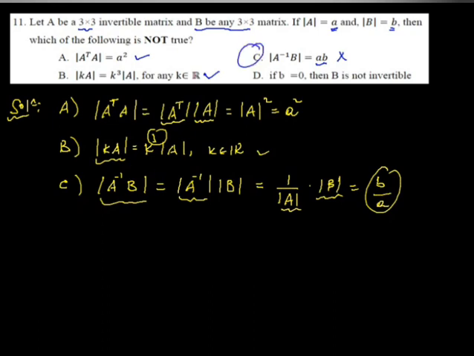Again, let's check the statement in D. In D, if the small letter b is 0, that means the determinant of the matrix B is 0, then B is not invertible. This is a correct statement. B will have an inverse if the determinant is different from 0. Here, if the determinant of the matrix B is 0, then it will not have an inverse. That means it's not invertible. So the only wrong statement about these two matrices is the statement in C. So our answer will be C.